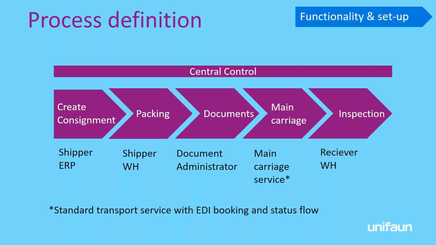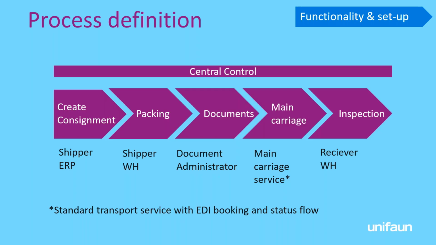So I'm thinking that I will start by creating the shipment. We'll do this with an integration. Then I will have a packing activity. So my shipping warehouse will have to pack the goods and make it ready for shipment, and I want them to indicate when the goods is ready for shipment. And when the goods is ready, I want an automatic notification to go to a partner that I have that is handling my documents. So I need to prepare some transport documents, and I want to give this partner the possibility to do that. When that is done, I want to trigger my main carriage.